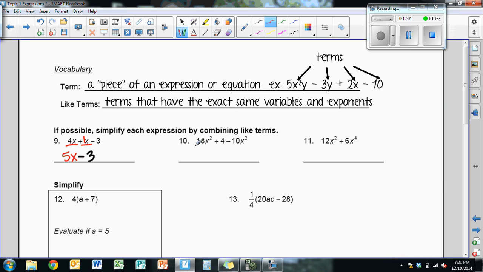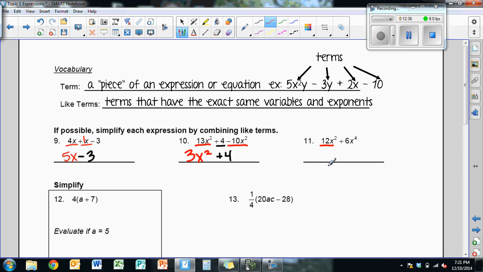Number 10, I have 13x squared. This can go with anything else that has an x squared, not just an x, but it has to be an x squared. Like terms have to have the exact same variables and exponents. So 13x squared can combine with this negative 10x squared. When I put 13 plus negative 10 in my calculator, I get 3x squared. And then I still have this plus 4 left over, so I must write it.